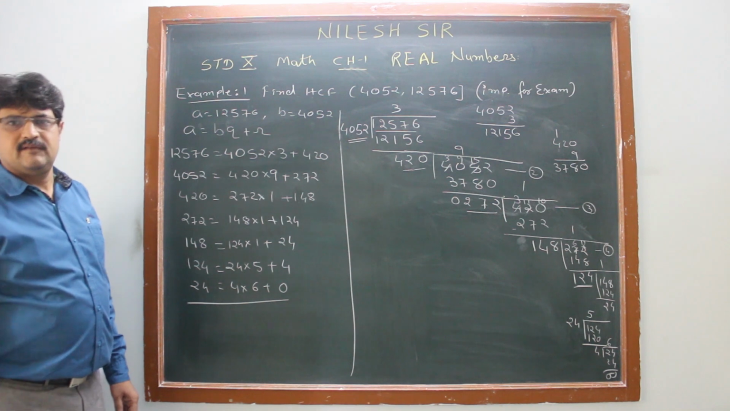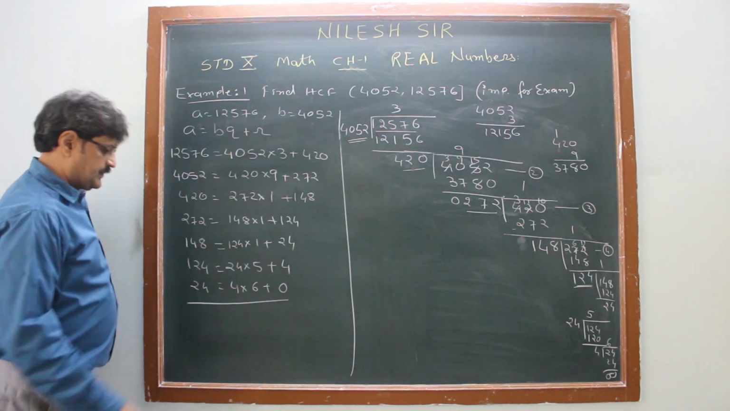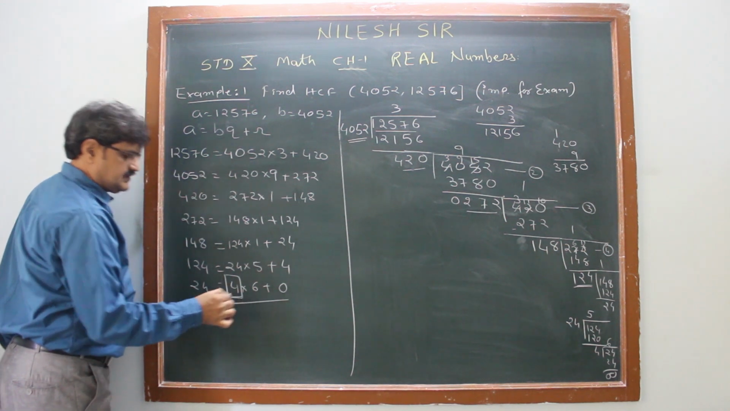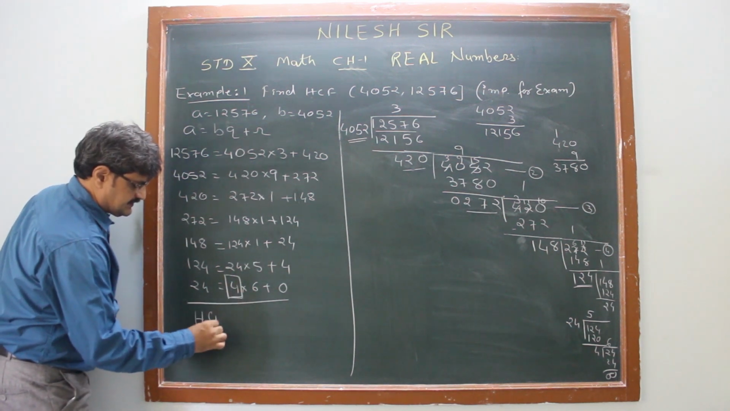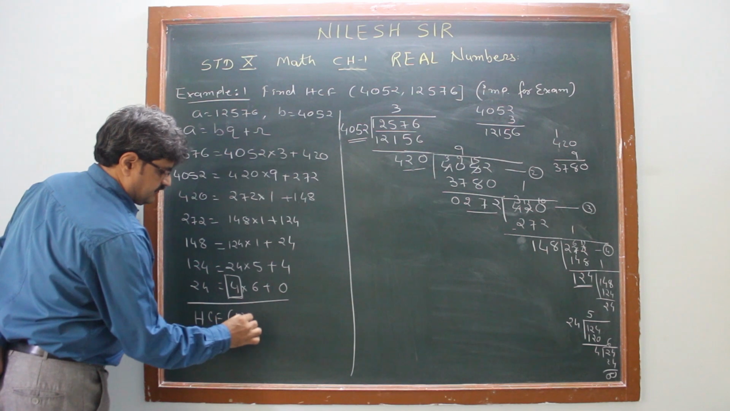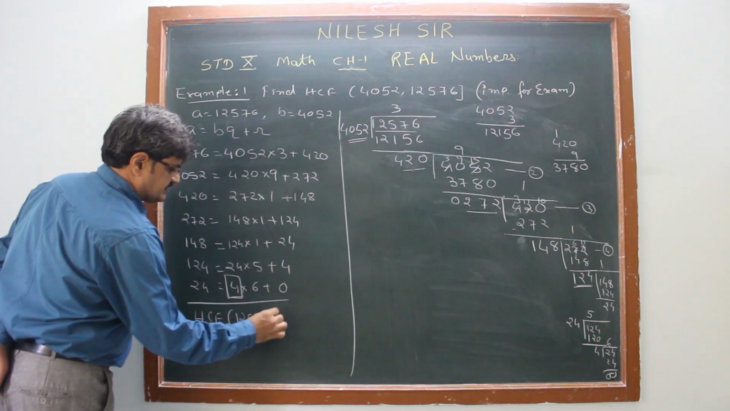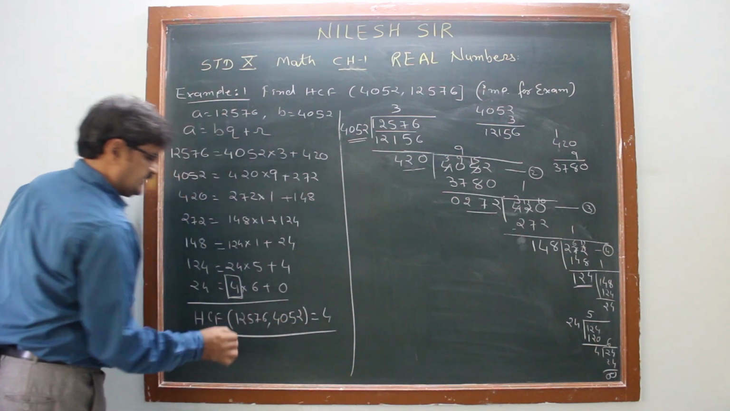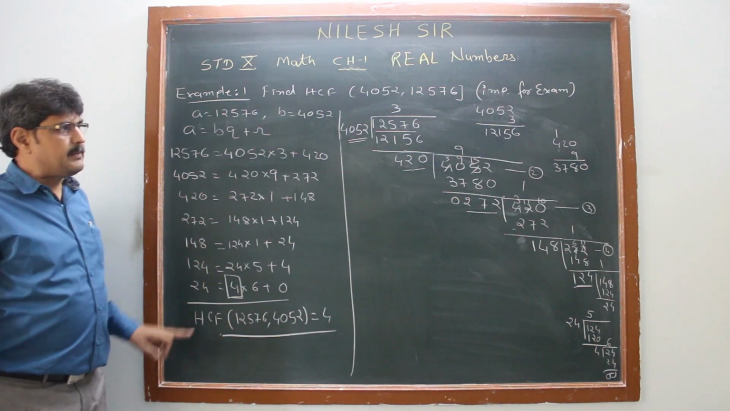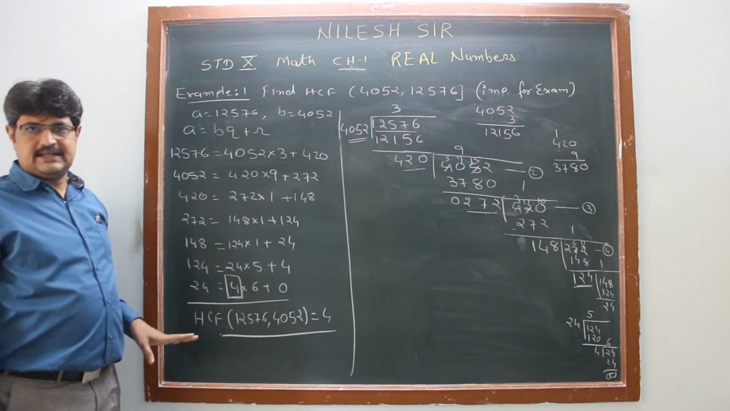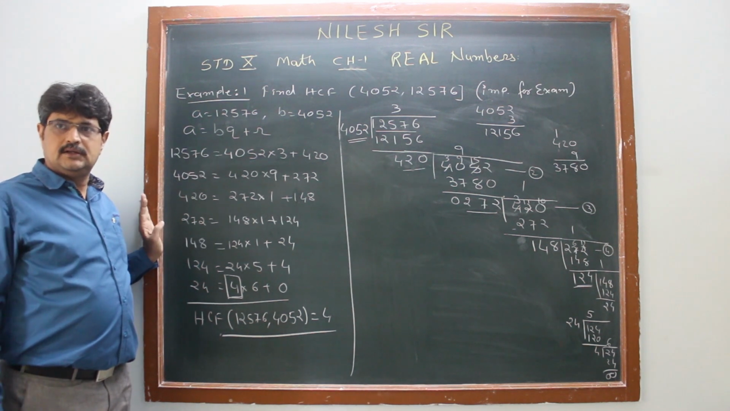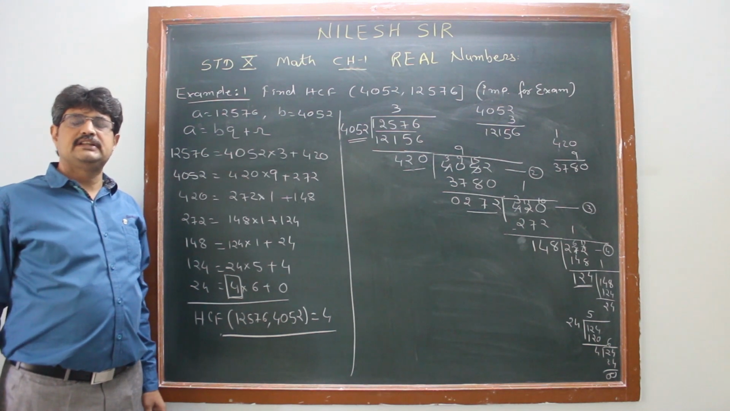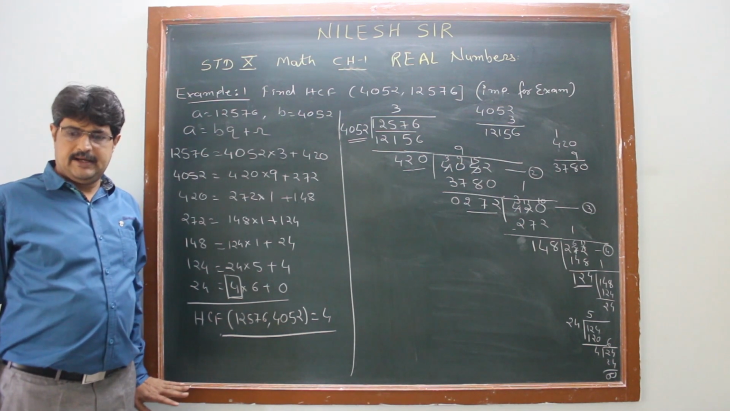So in this step we get remainder 0. For this the divisor is 4. Hence we can say that HCF of 12576 and 4052 is 4. So you should remember this. This is important for exam, for 2 marker or 3 marker. Okay? So in this way we can find HCF using Euclid's division lemma.